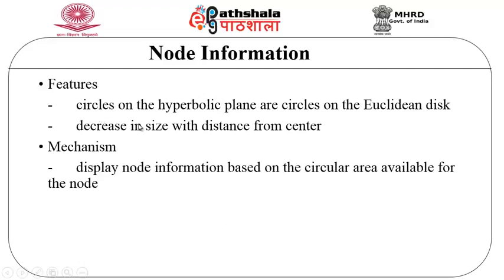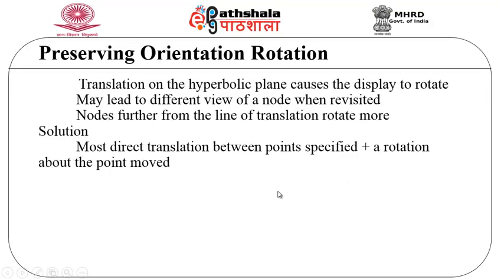The next one is the node information. Some of the features of the node information are circles on the hyperbolic plane or circles on the Euclidean disk, and this decreases in size with the distance from the center as such. The mechanism that is being used is to display the node information based on the circular area available for the node.